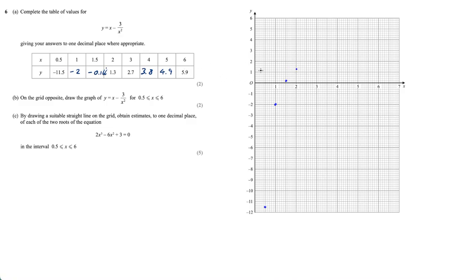Just be careful, these are going up in 0.2s. 3, 2.7. 3, 2.6, 2.7. 4, 3.8. 5 is 4.9 here, and 6 is 5.9, which is there. Now he says from 0.5 to 6. So guys, don't go any further. Start here and finish here.